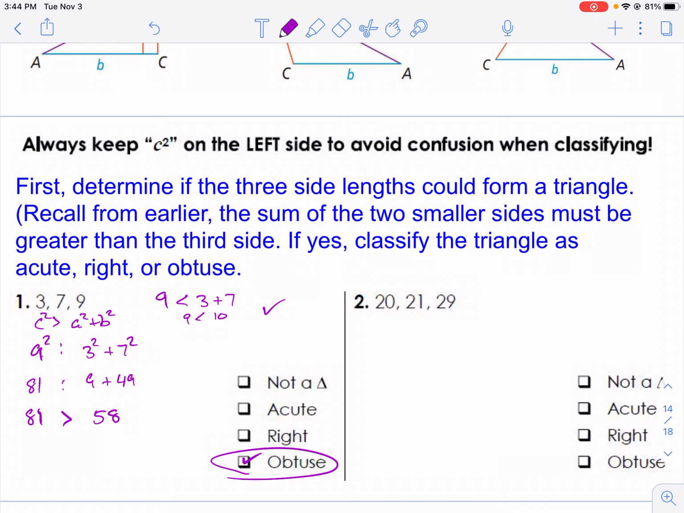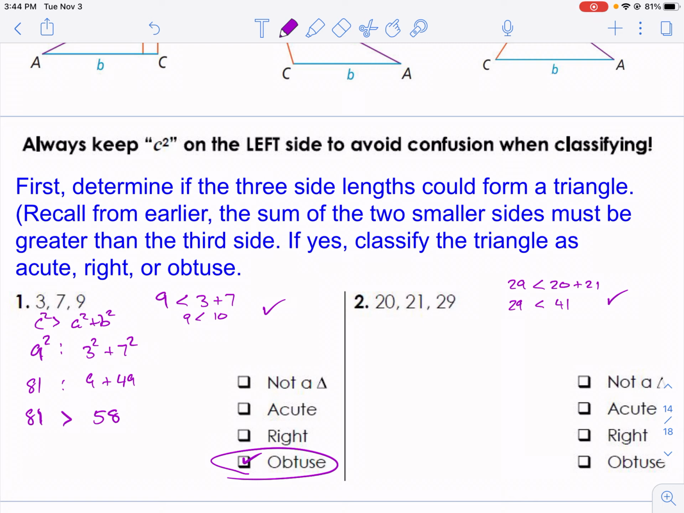Let's look at the second one. We have 20, 21, and 29. That means 29 is my biggest. We take 29 and want to see if the other two added together are greater, which we should be able to tell real quick. 29 is obviously smaller than 41, so yes, it's a triangle.